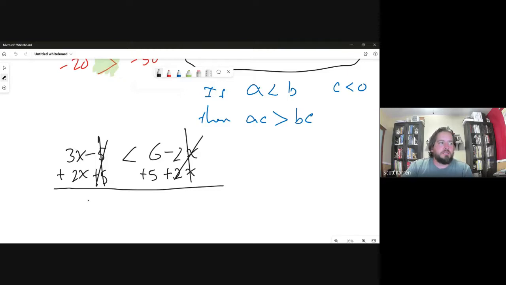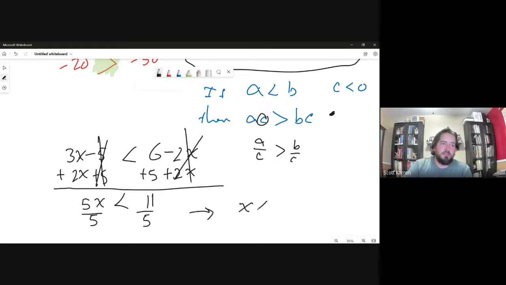That gets my 5 out of the left-hand side. 3x plus 2x is 5x. Still less than, because the addition principle was free, right? Then I have 6 plus 5, that's 11. And then I can divide by 5, right? And so the multiplication principle works whether you're multiplying or dividing. It's the same thing, right? I'm dividing by a positive number, so I don't have to change anything. And so then I have isolated x on the left. It's still less than, and then it's 11 fifths.